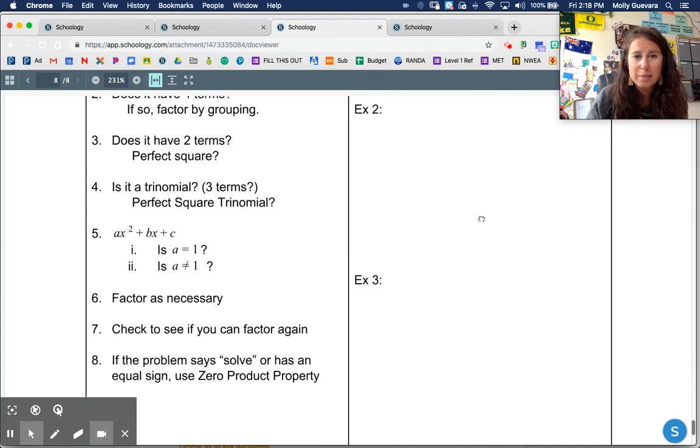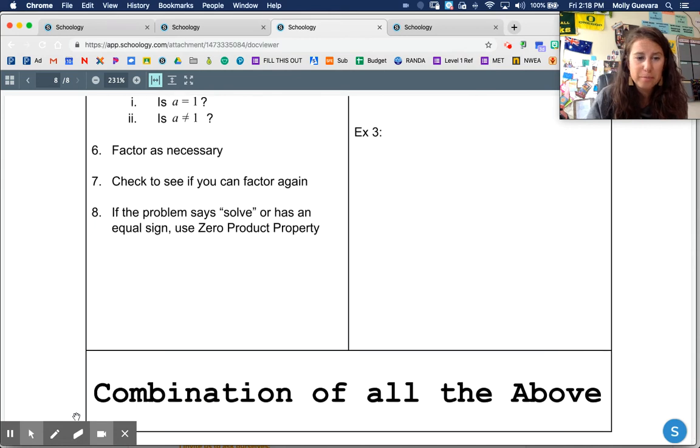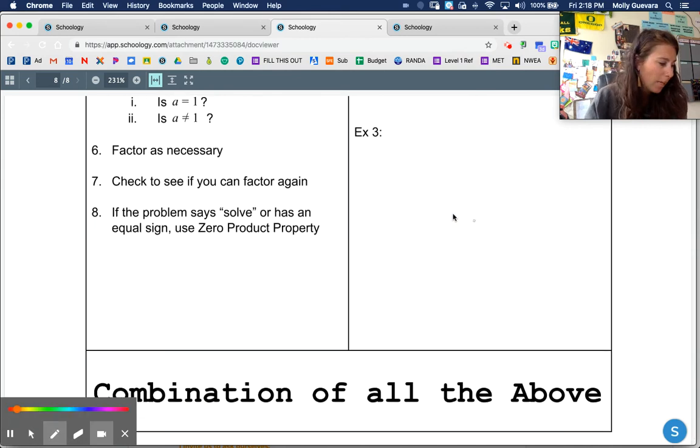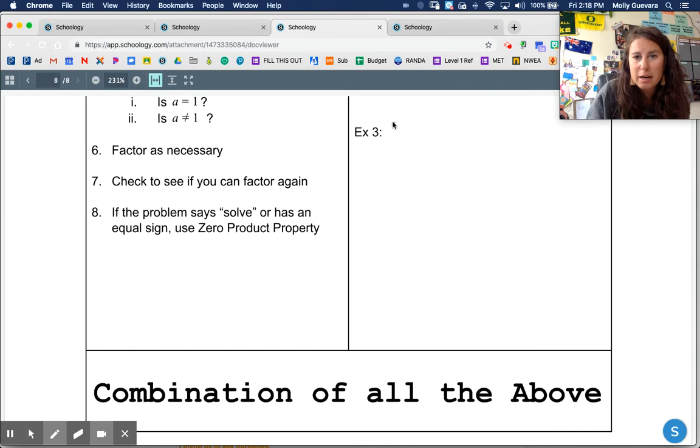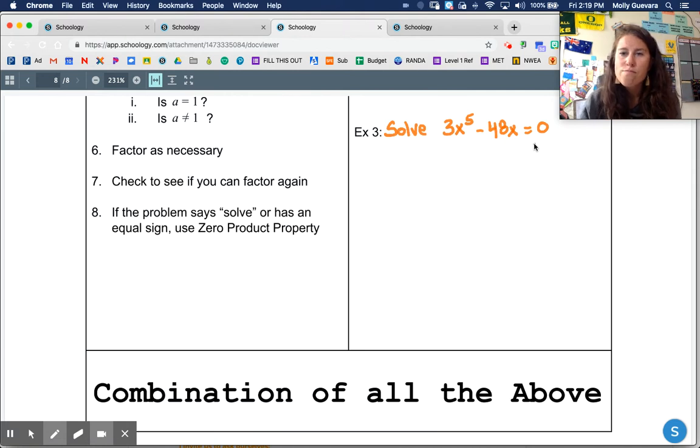Okay, last example we're going to look at here is example 3. And example 3 is asking us now to solve. So I'm going to solve 3x to the 5th minus 48x equals 0. Okay, so again, first thing I check for, does it have a greatest common factor? Because I'm solving, I have this equals 0.